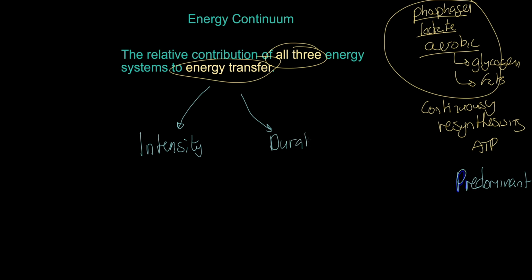So think about a 100-meter sprinter legging it down a track. Very high intensity, but low duration. That is going to make, in this case, for example, the phosphagen system the predominant one for those moments, and we'll come back to the details of that in a moment.